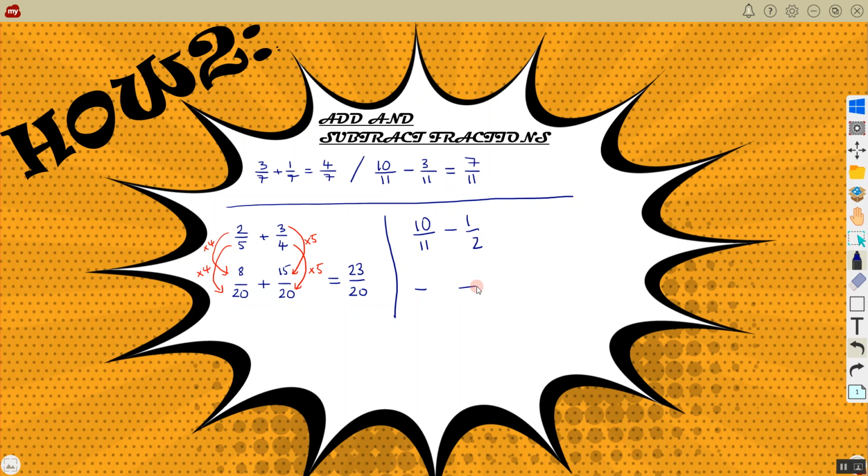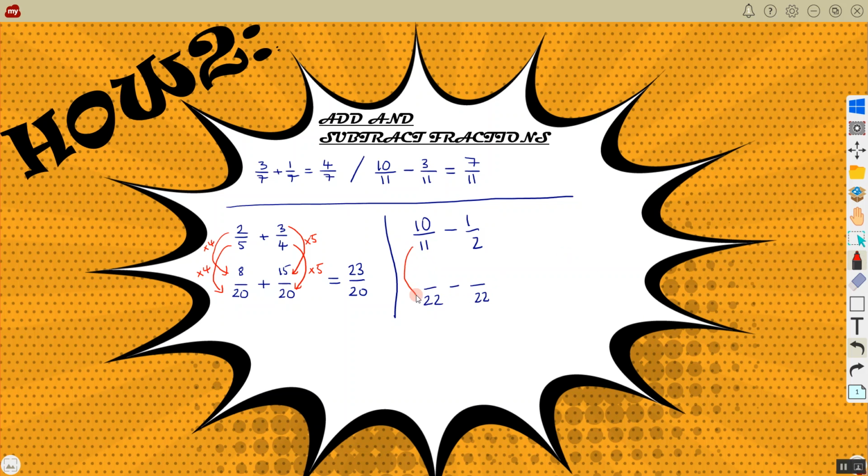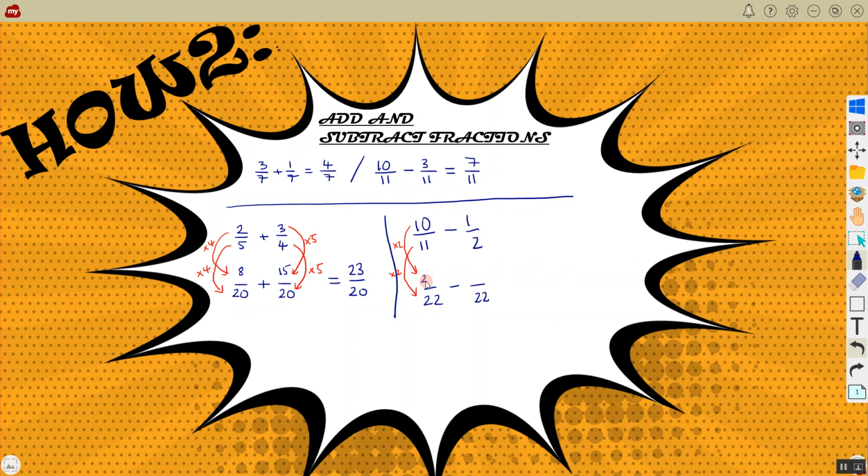Okay, to work out the denominator, you multiply the two bottom numbers together. 11 times 2 is 22. I am subtracting in this one. I think to myself, what do I do to the 11 to get 22? I multiply by 2, so I'm going to do the same thing to the 10. I'm going to multiply that by 2. And that gets me 2 times 10 is 20.